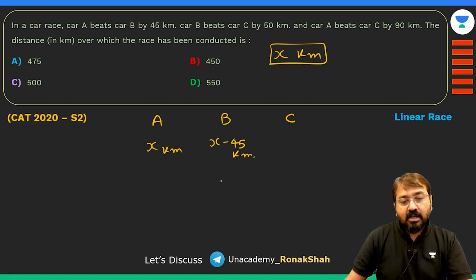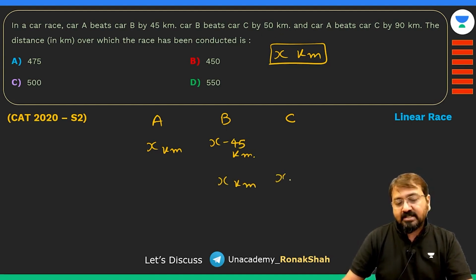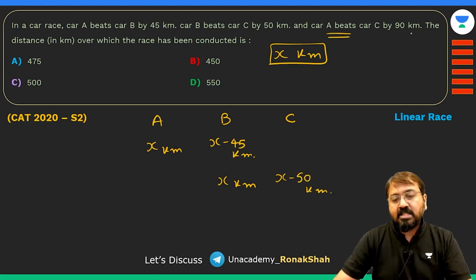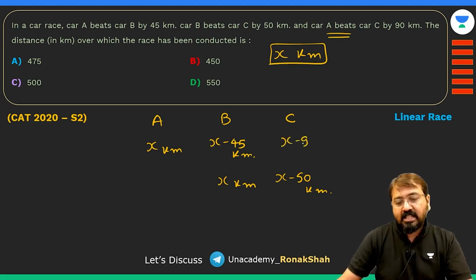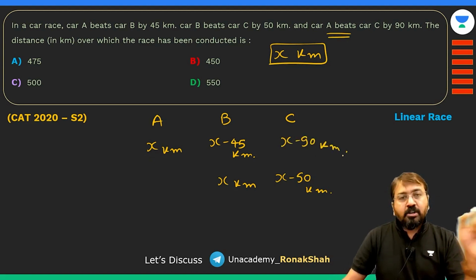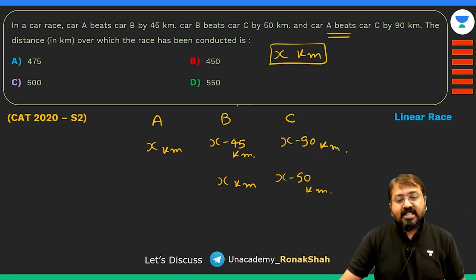Similarly, when car B runs for X kilometer, car C runs 50 kilometer less, that is, this will be X minus 50 kilometer. And in the same race, car A beats C by 90 kilometers. So when A runs X kilometers, C will be running X minus 90 kilometer. Now what remains constant over here? So can I say the ratio of speed of car B and C will remain the same?